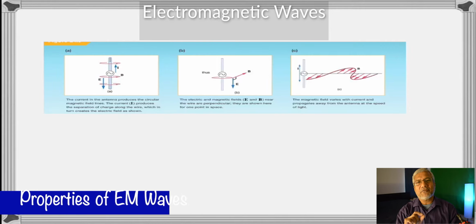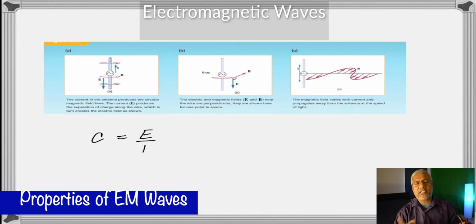An important thing to remember is that although the electric and magnetic fields are continuously changing, there is a relation between them. At any particular instant, if you take the magnitude of the electric field and divide it by the magnitude of the magnetic field, the ratio E by B, guess what? You are going to get the speed of light. So that's a very important result. Though the electric and magnetic fields are changing, at any particular instant this ratio E by B is always a constant and is equal to the speed of electromagnetic waves.